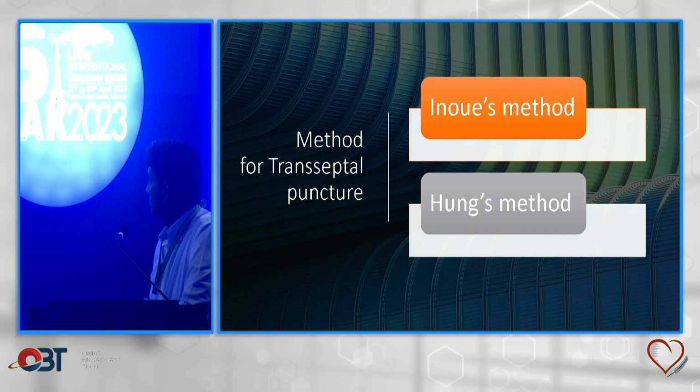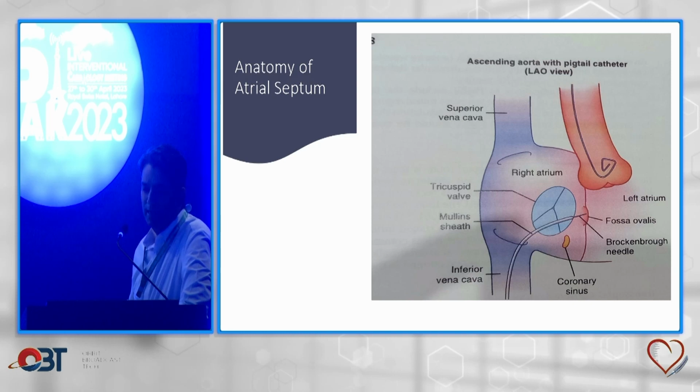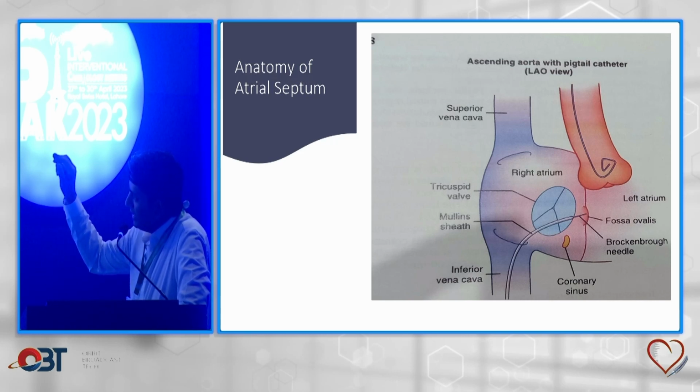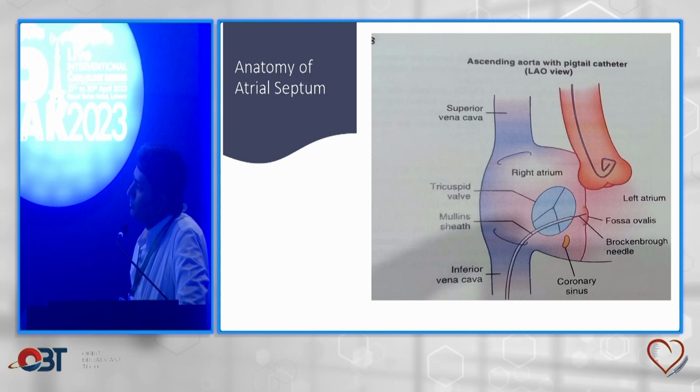So methods for transeptal puncture, there are two basically well-known methods, Inoue's and Hung's. What we focus on, what we perform here, what we are trained in, is the Inoue's method. My discussion here would be on the Inoue's method as well. So a brief description of the anatomy of the atrial septum here. Just to identify the aorta, which is the upper border, and then fossa ovalis, and then the tricuspid valve. So this is basically the anatomy of the interatrial septum on which we are working and we have to keep in our mind.